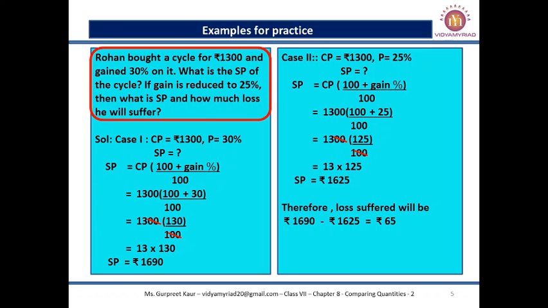Why have I written loss suffered? Because earlier the gain percentage was 30%, now it is 25%. There is a gap of 5%, it has reduced. Okay, so I can subtract both the selling prices and we can come to know there was a loss of 65. Earlier he sold it for 1690, now he sold it for 1625. So there is a loss of 65 rupees.